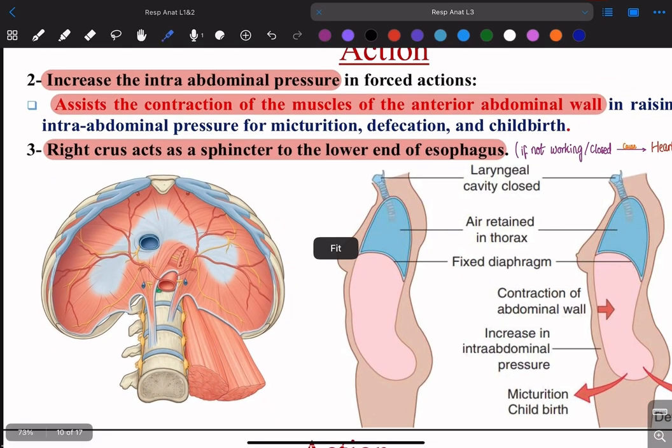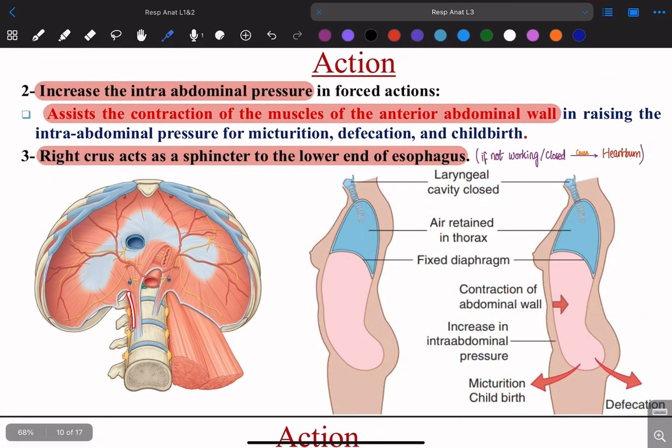So what happens if, for example, this right crus is not contracting enough or it's not working? It's not going to act as a sphincter anymore. So the end part of the esophagus is not going to be completely closed. So what's going to happen? Heartburn. Okay, heartburn is the burning sensation in this area, because the HCl from the abdomen is going to go back into the esophagus.